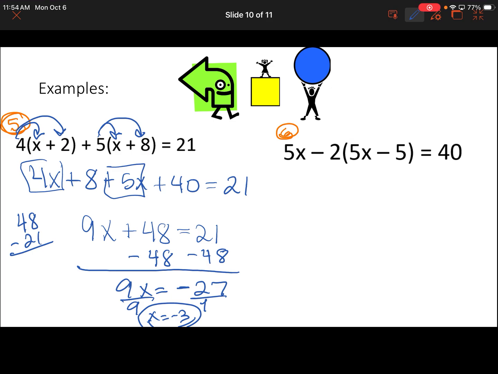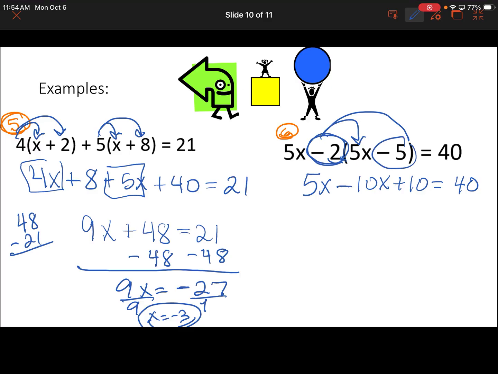First layer should be, Ms. Kearns made an error on this one in first period, 5x minus 10x. Most kids get that right, but then it's plus 10 equals 40. Does everybody follow where I got the minus 10? Ryan, it's -2 times 5, which is where I get -10. And then -2 times -5, which is where I get plus 10. If you miss a sign, do you follow that you're never going to get the right answer? Because you're going to be doing the wrong inverse operations.